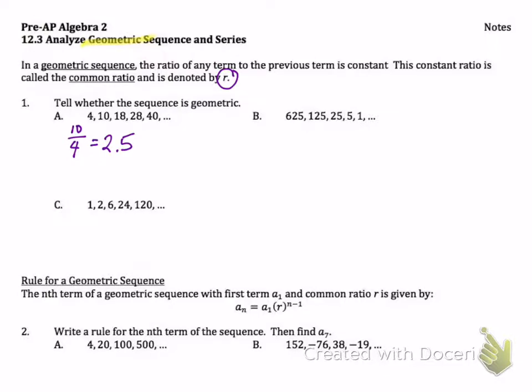You could reduce it and do 5 over 2. That's also fine. Actually, I do prefer fractions. And then I'm going to take 18 over 10, and that would be 9 fifths. Which would reduce to, if it's a decimal, 1.8, but they're not the same. So then I would say no.